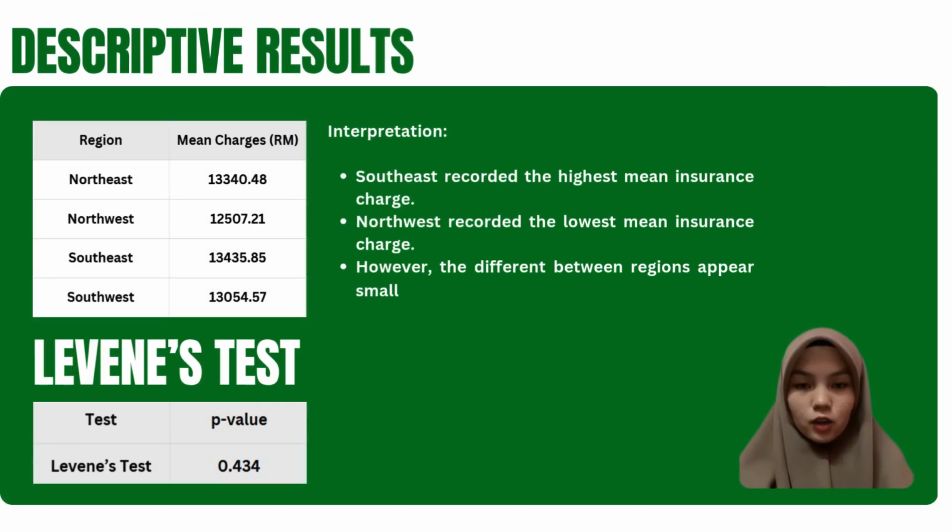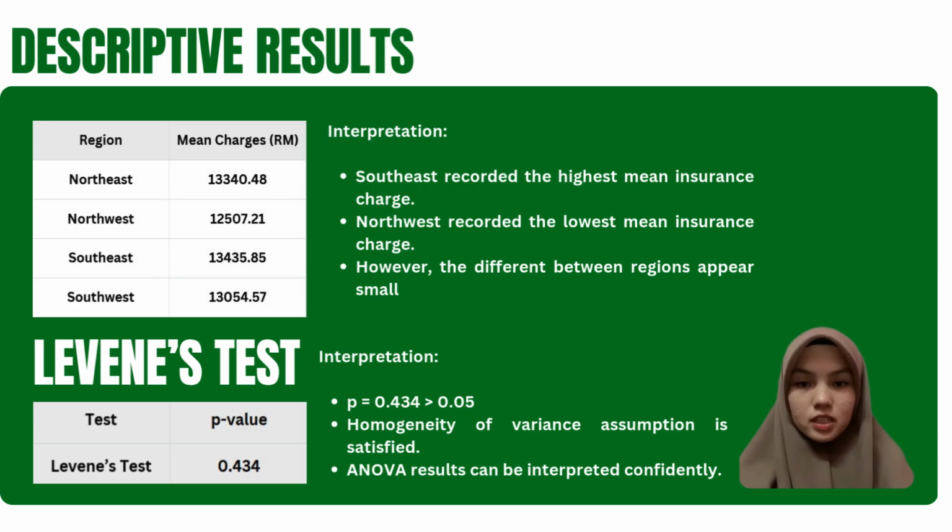Before conducting the ANOVA test, we first examine the mean insurance charge for each region. The Northeast region recorded a mean charge of 13,340 ringgit and 48 cents. The Northwest region recorded 12,507 ringgit and 21 cents. The Southeast region recorded 13,435 ringgit and 85 cents, while the Southwest region recorded 13,054 ringgit and 57 cents.